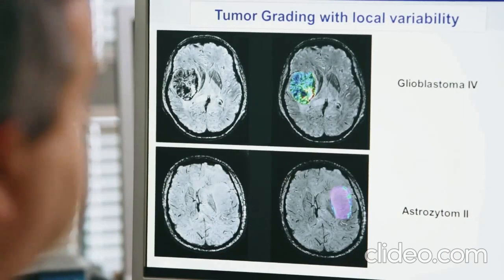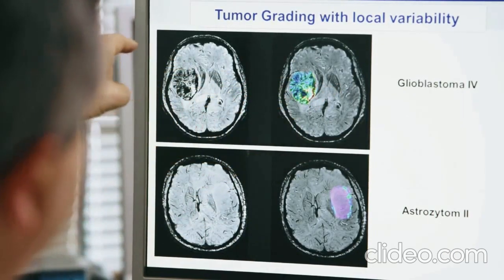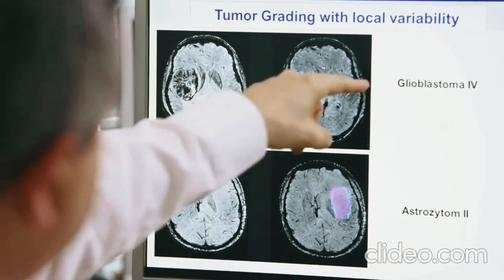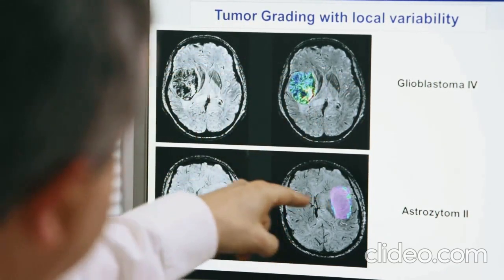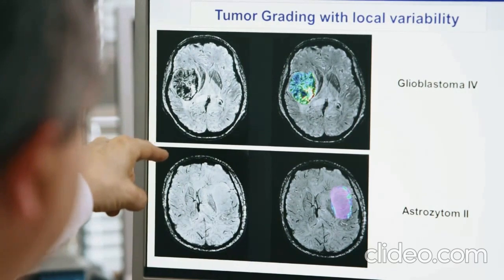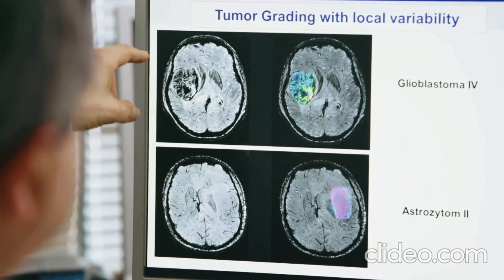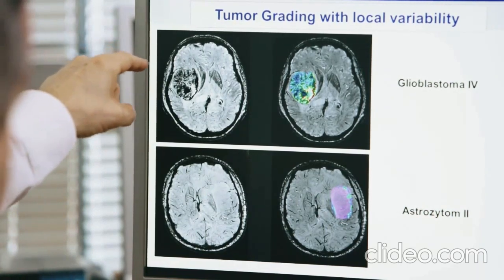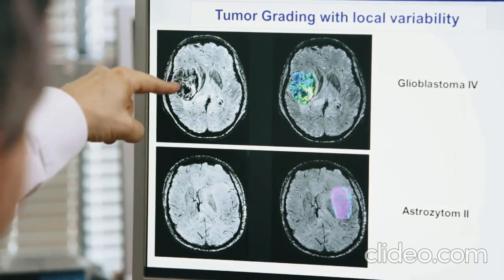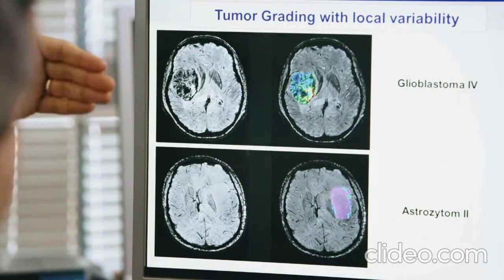Here we see two examples of brain tumors. Both are gliomas. In the upper row we see a high malignant glioma, it's a glioblastoma, and in the lower row we see a low malignant glioma, it's an astrocytoma. And what we can see by using susceptibility-weighted imaging is that we have a very high susceptibility effect within the tumor based on vessels, on small bleedings within the tumor.